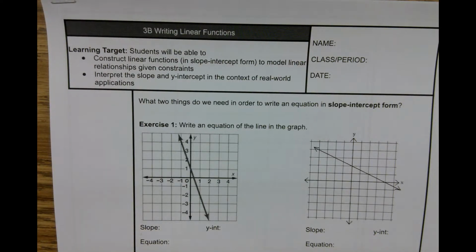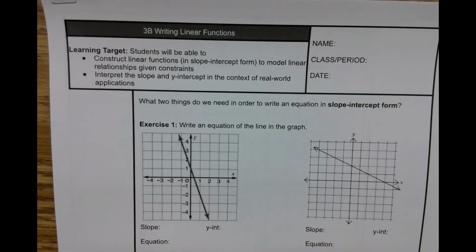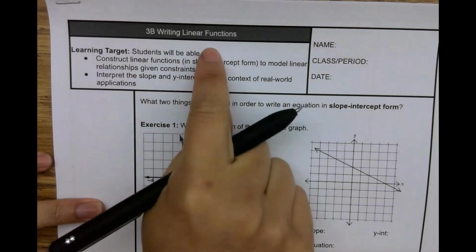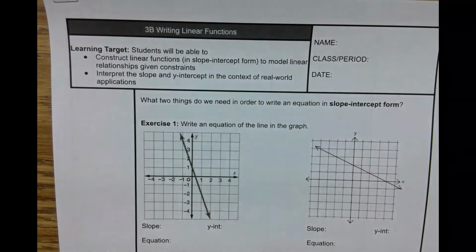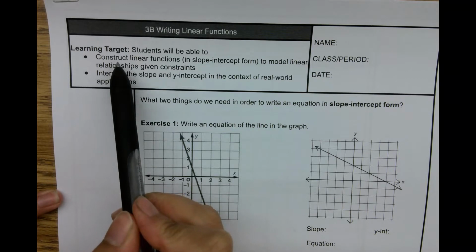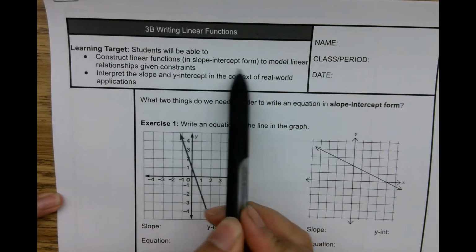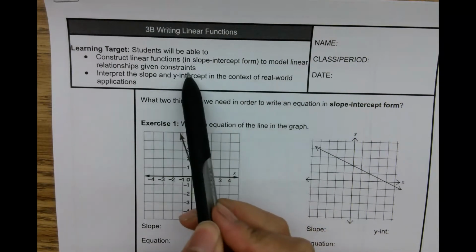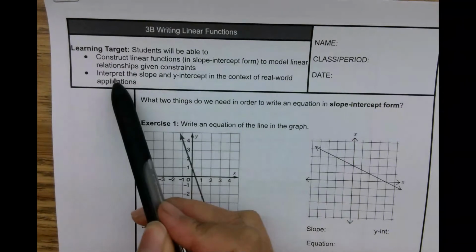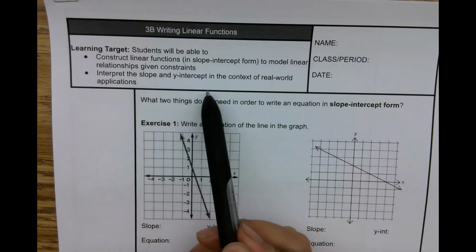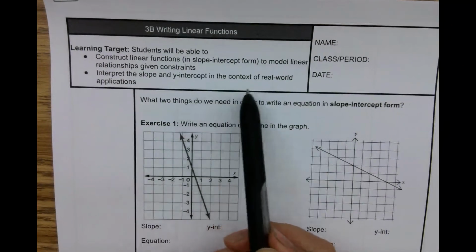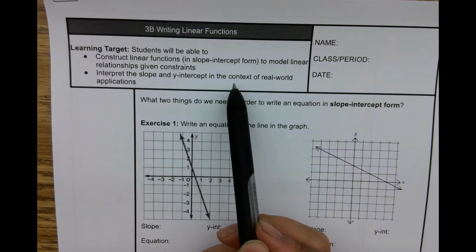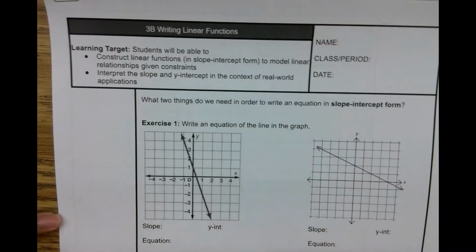Hi guys, so today we are now on learning target 3B, which is writing linear functions. By the end of this whole learning target and all of our videos, you should be able to construct, to write linear functions in slope-intercept form to model what we call linear relationships, given constraints. You should also be able to interpret what the slope and the y-intercept represent when we're talking about real-world applications or word problems. Okay, so let's get started.